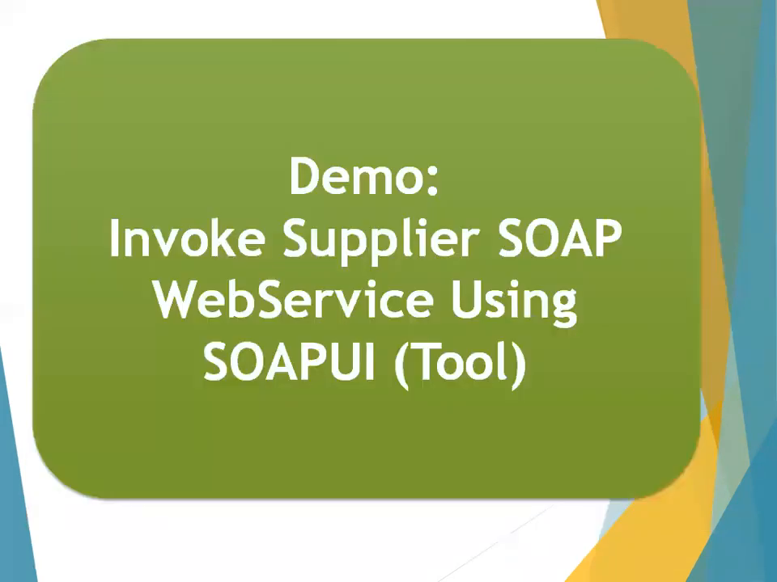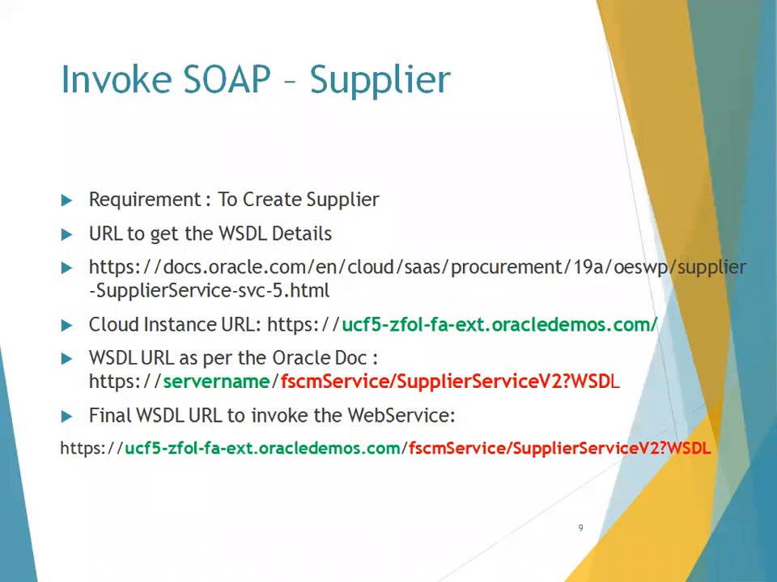Now we understand that from the UI we are able to create a supplier. And now, how can we create a supplier using SOAP UI, using the SOAP web service? This particular functionality is applicable to any kind of web service in Oracle Cloud ERP. In our session we are only discussing supplier, but you can consider this a generic approach for any kind of entity. It can be a journal, a contract, or a project.